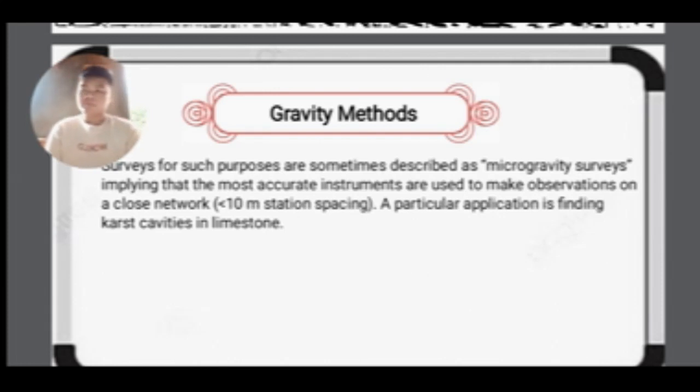So in this method the intensity of the Earth's gravitational field may be measured using gravimeters, as I mentioned earlier.